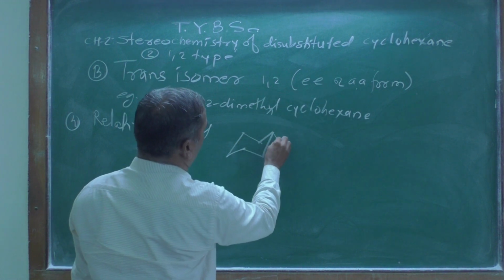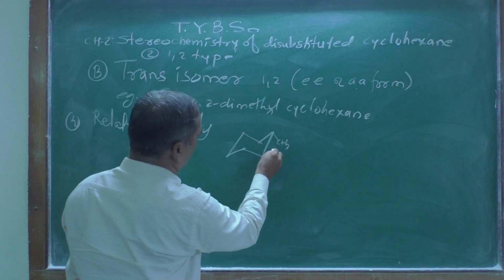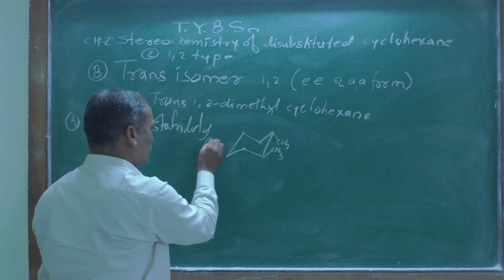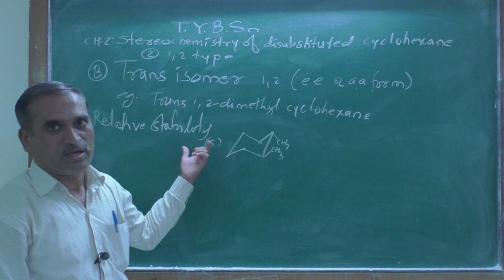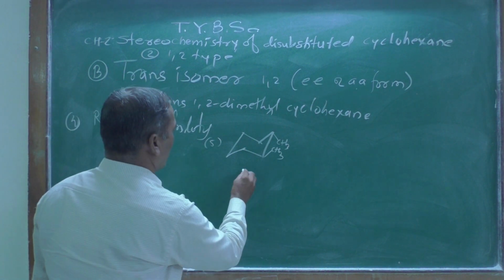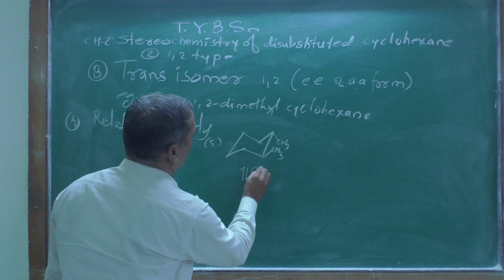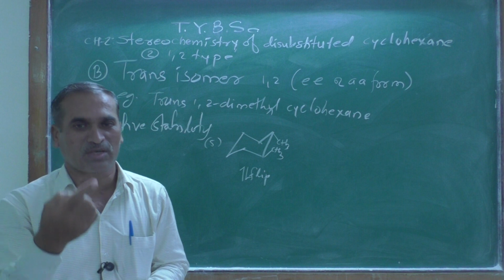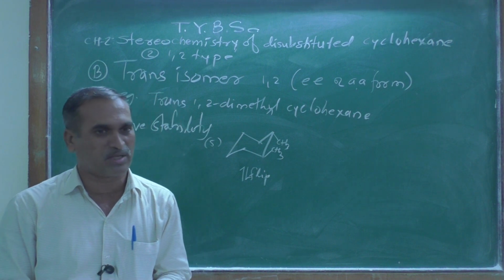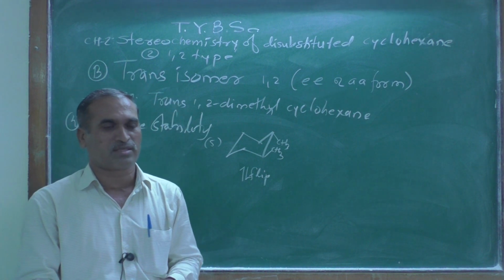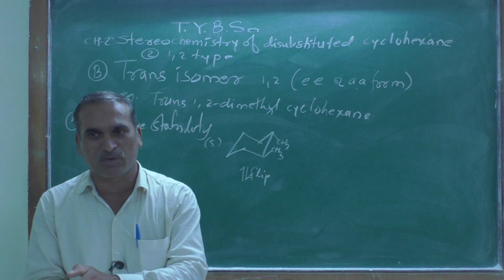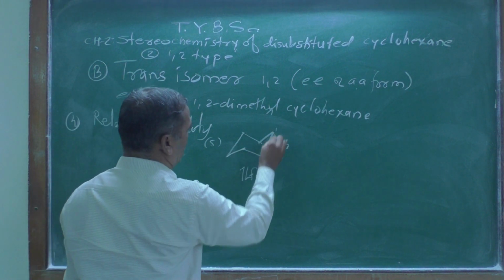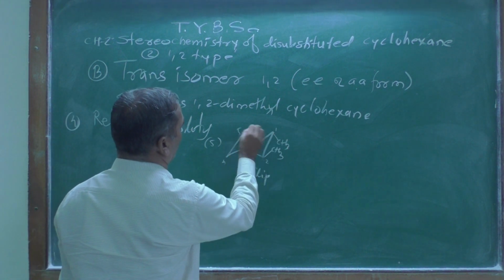EE form means what? One of the methyl groups is at the equatorial position, and the other methyl group is also at the equatorial position, and this structure we are calling structure number 5, right? Now after the flipping, what do you get? Flipping is a process where one chair conformation is converted into another conformation. During that process, the axial bond becomes equatorial, and the equatorial bond becomes axial. So 1, 2, 3, 4, 5 and 6.